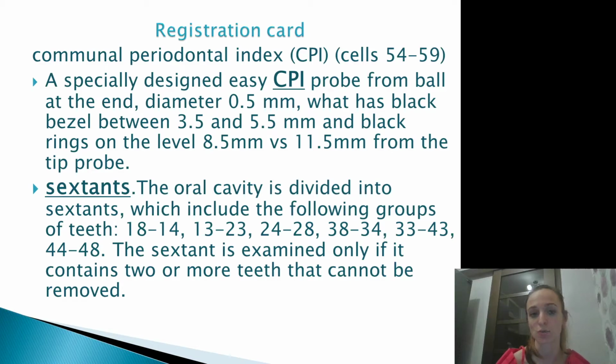First, it is from 18 to 14, next one from 13 to 23, from 24 to 28, and from 38 to 34, and the last one 33 and 43, and the last one 44 and 48. The sextant is examined only if it contains 2 or more teeth that cannot be removed.